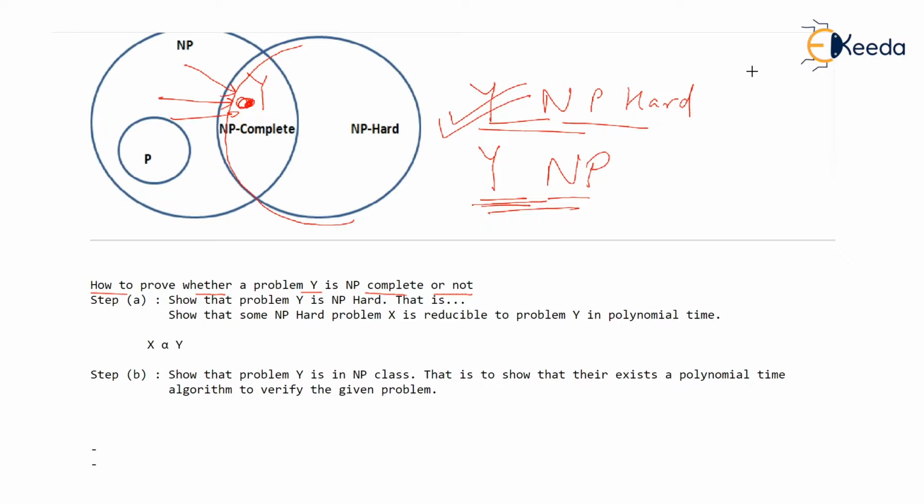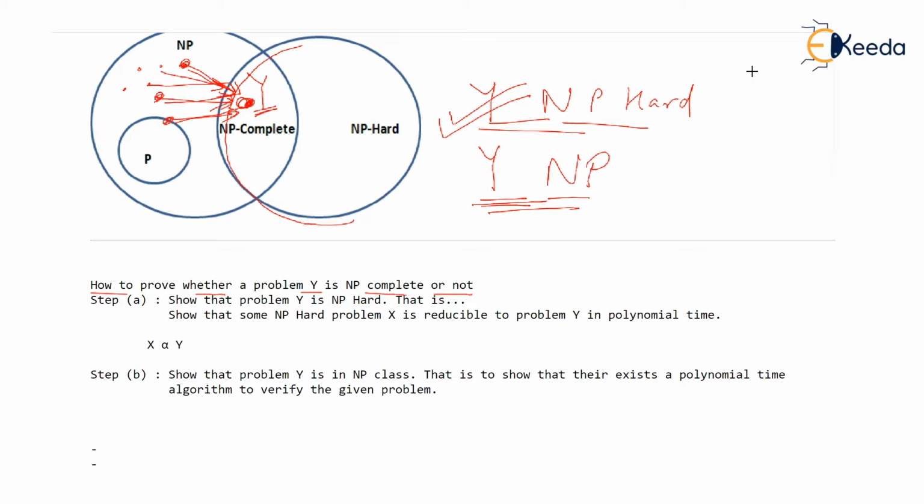To prove that Y is NP hard, oh my God, you might think that I will have to take all the NP problems and check whether they are reducible to Y. This is such a difficult task, isn't it? Working with so many problems is so difficult. How can you take millions of problems and prove each and every one is reducible to Y? Because if you do this, only then you will be able to prove that Y is NP hard.